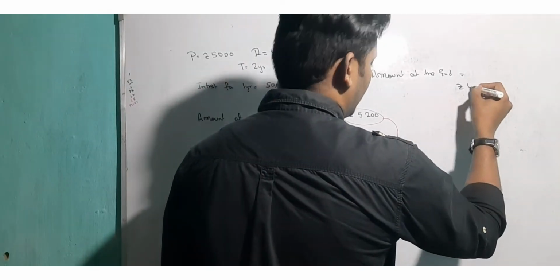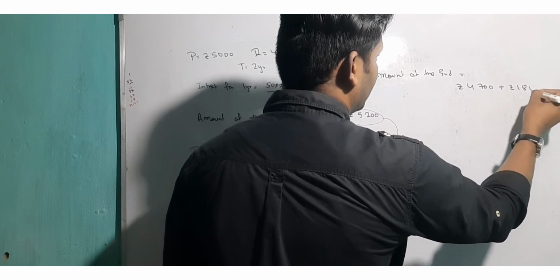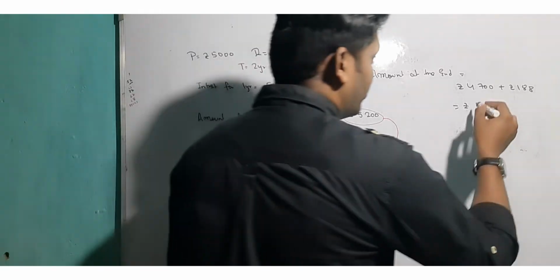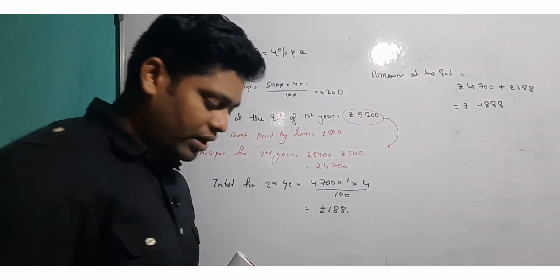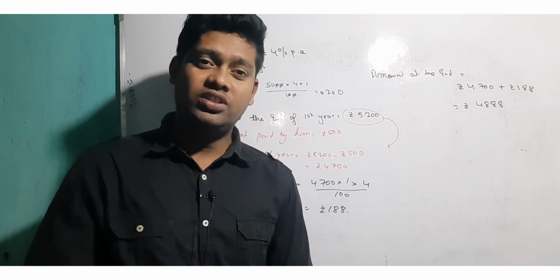4700 plus rupees 188. So what is your answer here? Your answer will be 4888. This is the loan amount which is outstanding at the end of second year, which he has to pay.